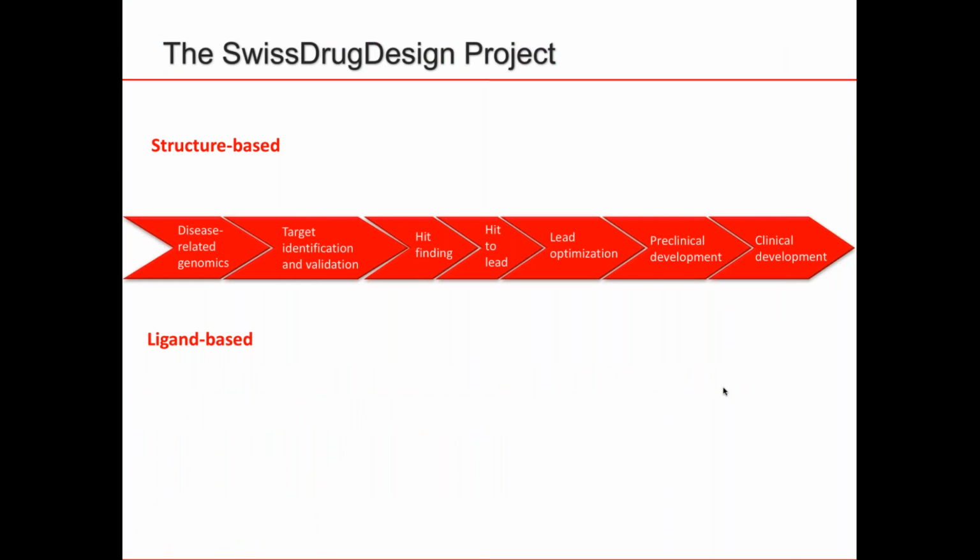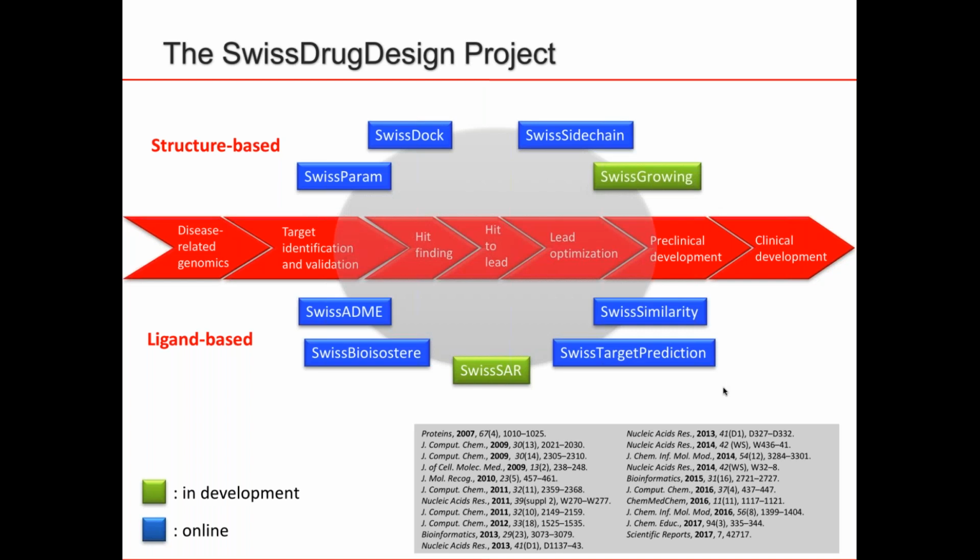The SwissDrugDesign project is based on the typical drug design pipeline that you see here, which, no surprise, goes from target prediction to clinical development through hit finding, hit to lead, lead optimization. There is no surprise here. And actually, the purpose of the SwissDrugDesign project is really to help designing and answering questions along the drug design pipeline, notably around the hit finding, hit to lead, and lead optimization processes. So we have developed different tools.